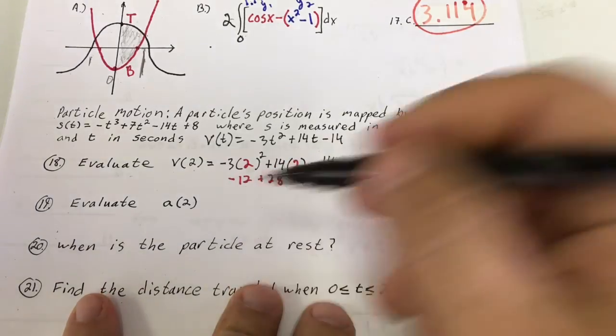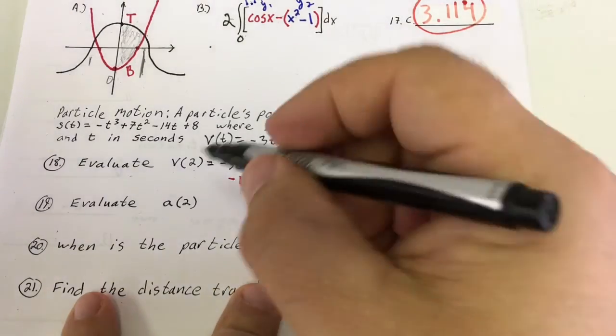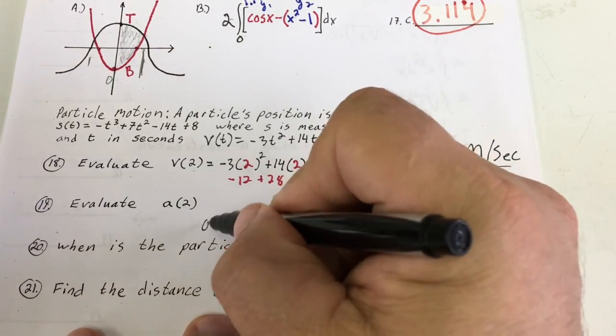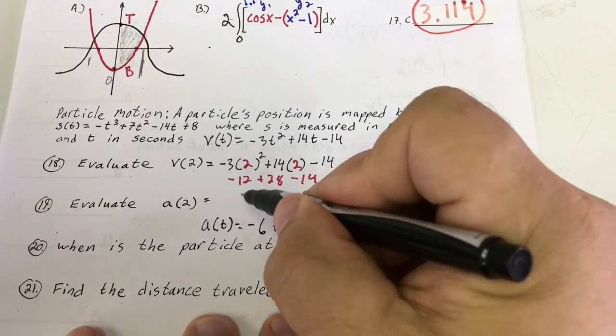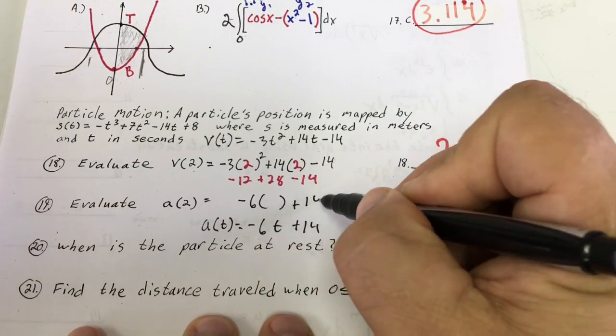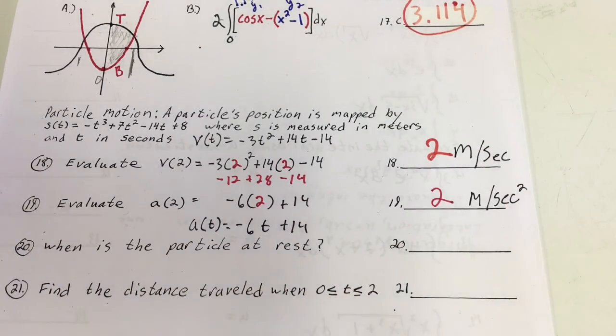because that's the velocity. Let's do acceleration. That's going to be meters per second squared, if it's acceleration. So let's evaluate this. I'm going to take the derivative of the velocity, and my acceleration function is going to equal negative 6t plus 14. Just plug in a 2 wherever there's a t. That's going to give me 14 minus 12, which again is 2. This time it's meters per second squared.